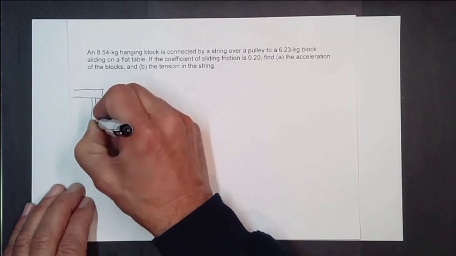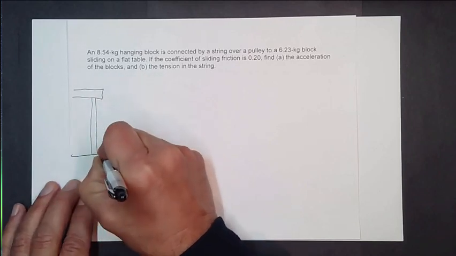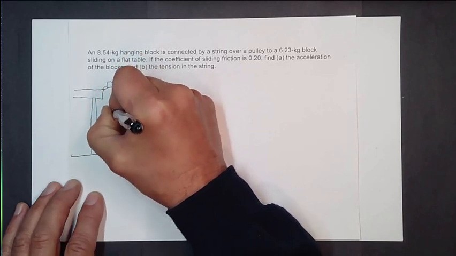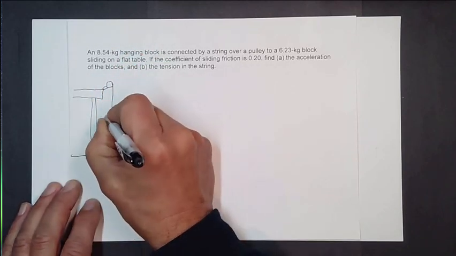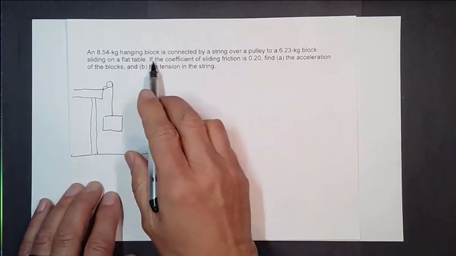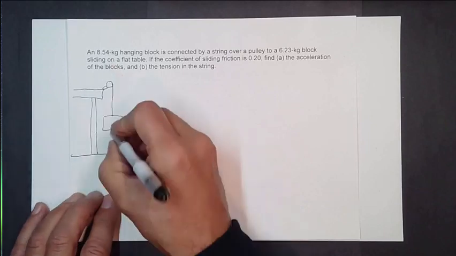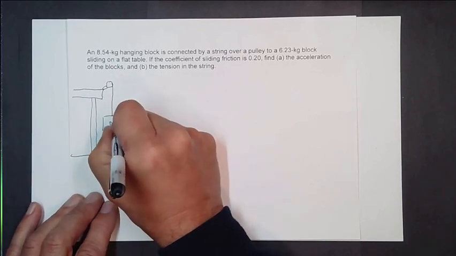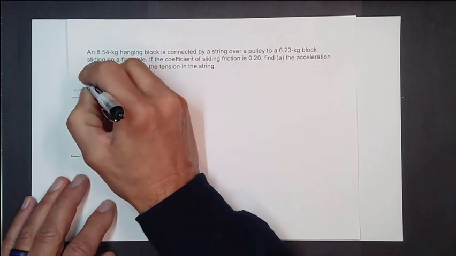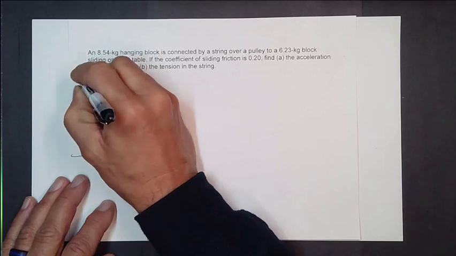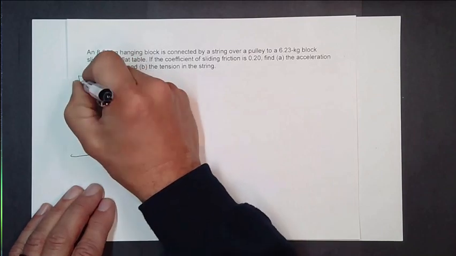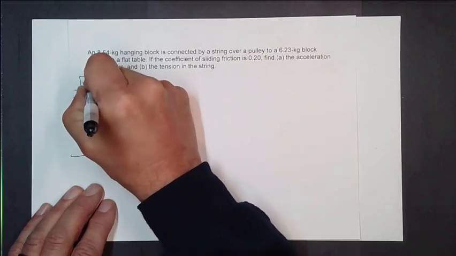So presumably there's a floor down here somewhere. There's a pulley, cord passing over there. The 8.54 kilogram hanging block, I'm just going to call that M sub 8 for the mass of that. And then up here on the tabletop we have a 6.23 kilogram block. I'm just going to call that M sub 6.